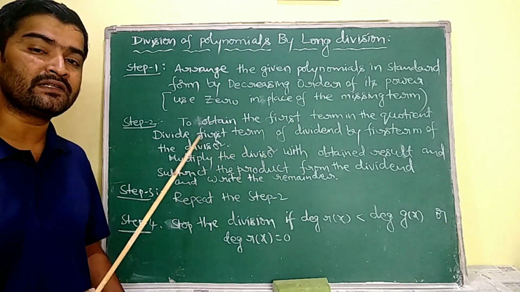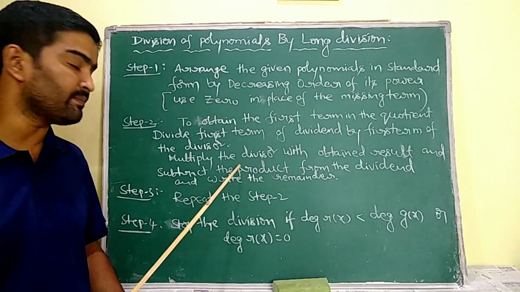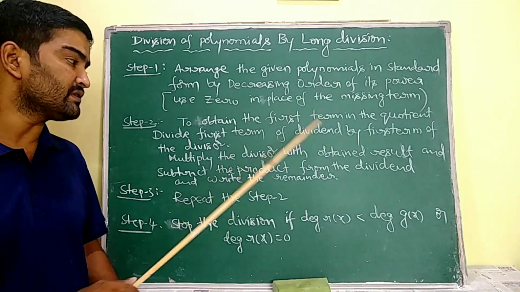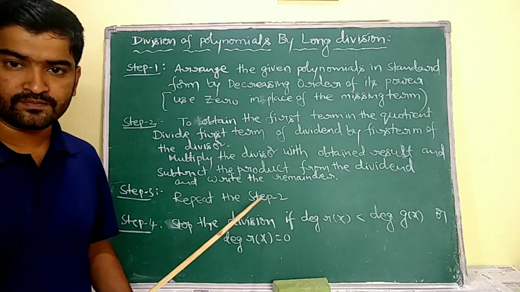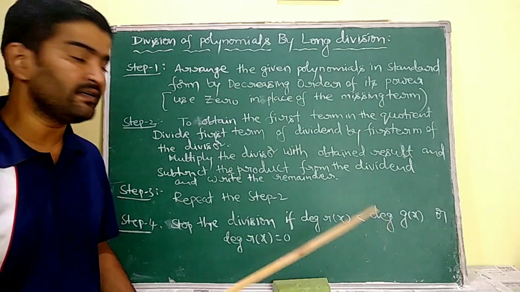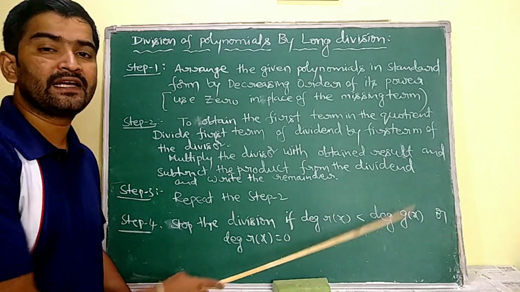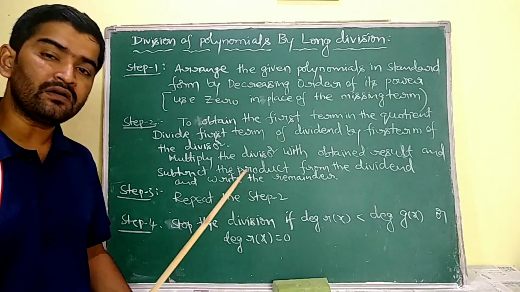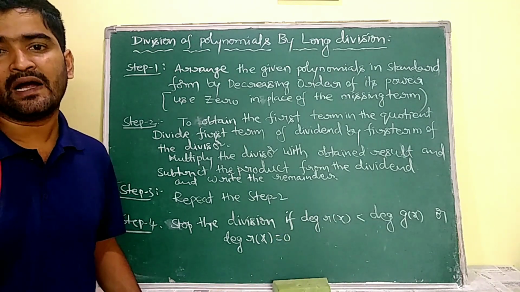Here, by multiplying the divisor and the result which we obtain, we get some product. That we have to subtract from the dividend. And we have to write the remainder. And this step 2 is going to be repeated again and again till we obtain degree of r of x less than degree of g of x, or the degree of r of x is 0. That means a constant. Understand?